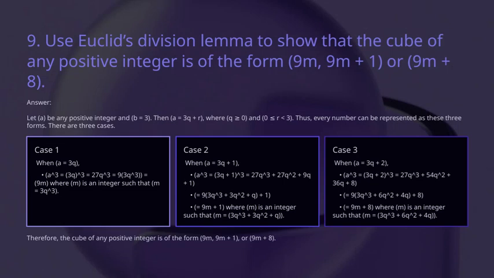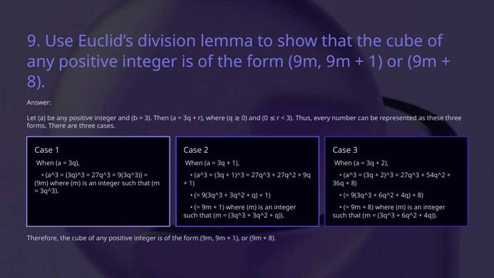Let's analyze the different cases to understand the possible forms of the cube of any positive integer. First, consider the case where a equals 3q plus 2. Here, q is an integer, and m is defined as 3q³ plus 6q² plus 4q. So the expression becomes 9 times that m plus 8, which simplifies to 9m plus 8.